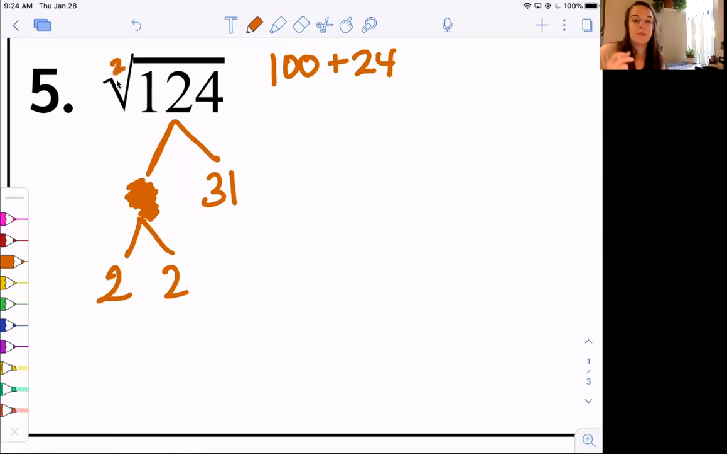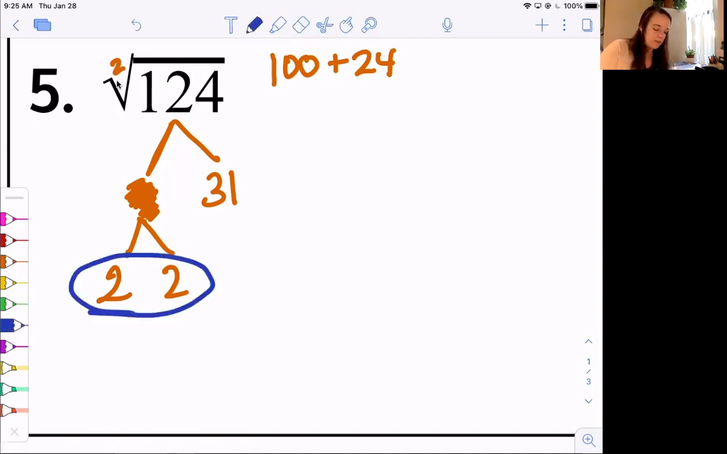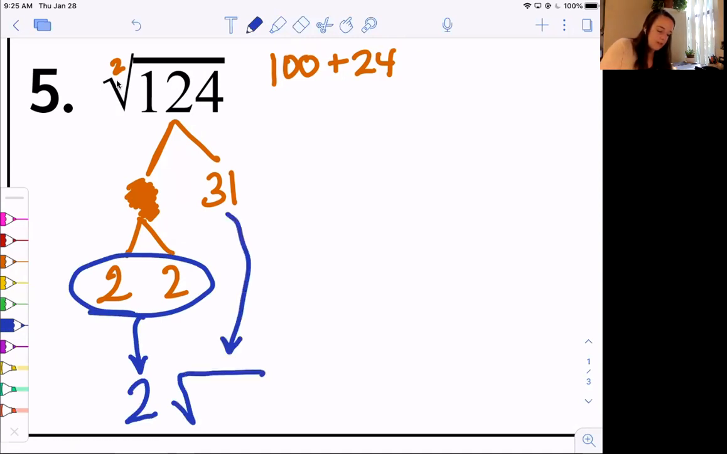So we need groups of 2 of a kind, right? 2 of a kind. It doesn't have to be 2s. In this case, it is 2s. So we have 2 2s. That's going to make a group on the outside. And then left on the inside, we have our leftovers. Our leftover is 31.